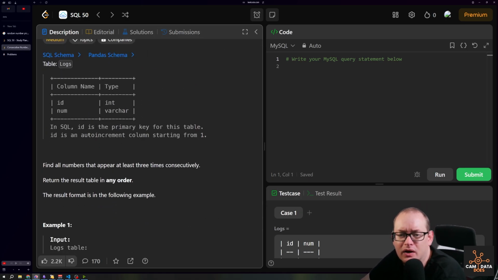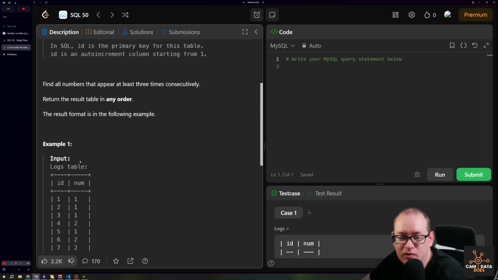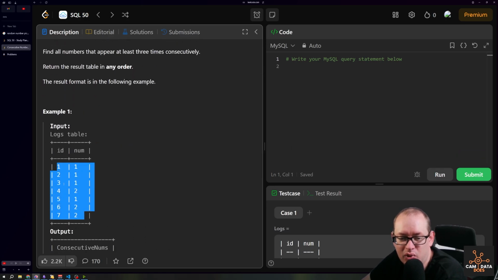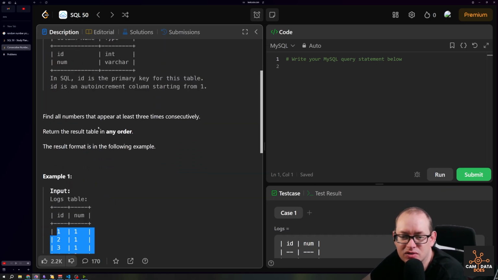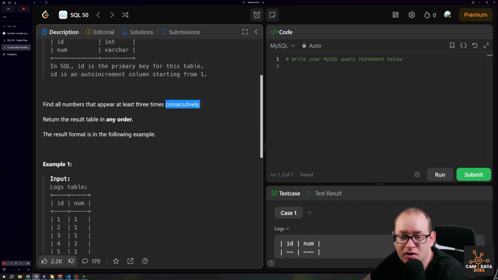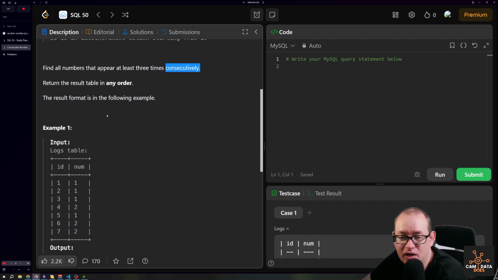All right, in SQL, ID is the primary key, and ID is an auto increment column starting from 1. So this will go 1, 2, 3, 4, just like this. For every new data point, this automatically gets added and incremented by 1. So we know the table will always have a 1, 2, 3, 4 and building up from there. And so we want to find consecutive numbers. Find all the numbers that appear at least 3 times consecutively and return the table in any order.